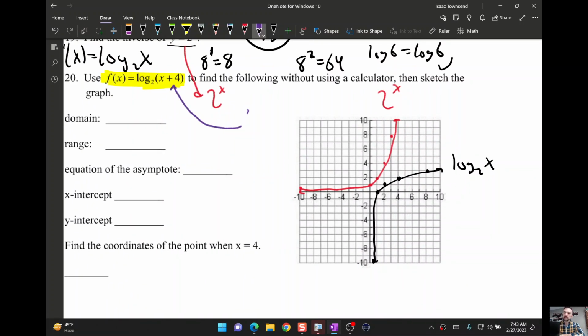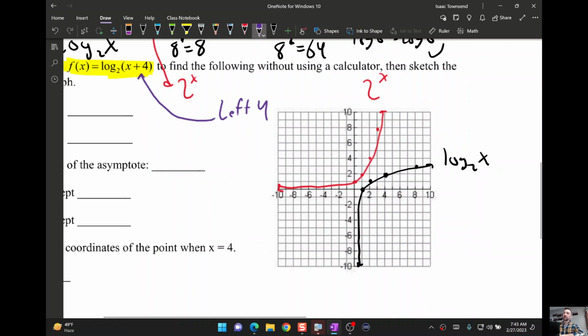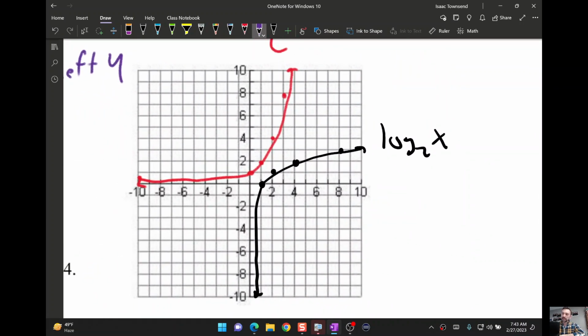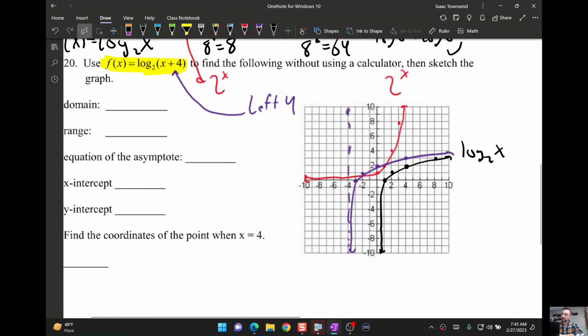Adding 4 to x will shift it left 4, as long as you're not reflecting over the y-axis and then the rules switch. So if I've got these points and I know mine needs to go left 4, just move all of your points left 4, replot them. Take your vertical asymptote, move it left 4. And then we've got the graph that we need to be looking at.